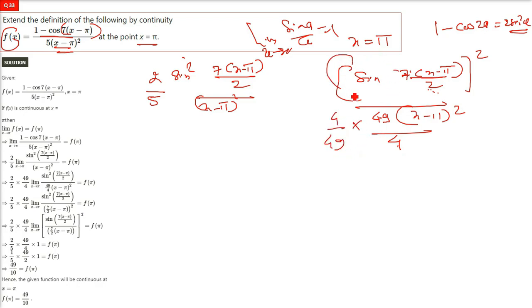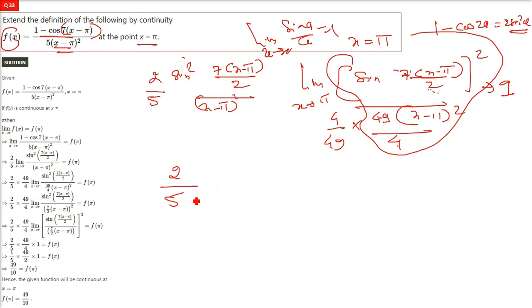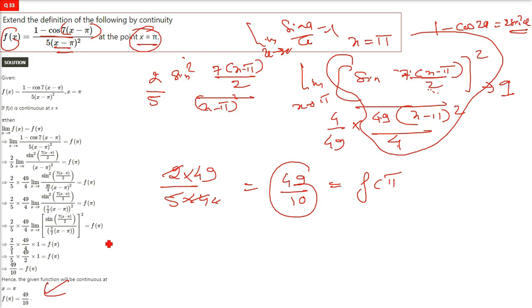So this is now sin theta by theta, where x tends to pi, and this is going to be 1. Only 4 by 49 is left in the denominator. So all we have done, 2 by 5 was already there, 4 by 49 is in the denominator. Keep 4, take 49 upstairs, and then 2 gets cancelled. 49 by 10. So finally, the value of f pi is 49 by 10. Okay, so this is extending the definition.